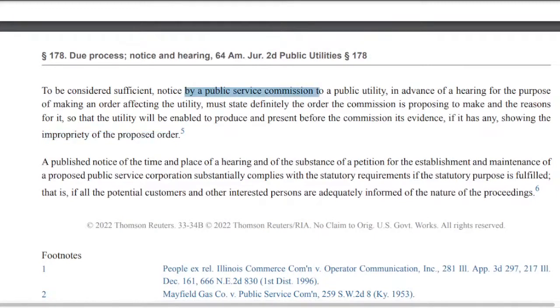So notice by a public service commission to a public utility in advance of a hearing, so the utility will be able to produce and present its evidence, if any, showing there's impropriety.